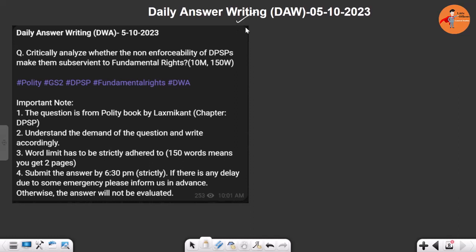We are writing one question every day, and today's, that is 5th October question, is: critically analyze whether the non-enforceability of directive principles of state policy makes them subservient to fundamental rights. So this is the question. We need to write it in 150 words, 10 marks. Here the words and the space are the main constraint. You can find a lot of content. So let us look at the approach quickly.